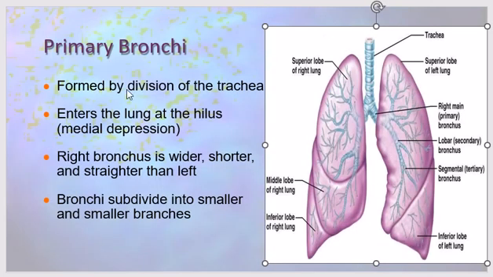Primary bronchi, formed by dividing the trachea, enter the lungs at the hilus. This part is known as the hilus. Now the right bronchus is wider, stronger and straighter than the left. Why? Because the heart is located on the left side of the lungs. Bronchi subdivide into smaller and smaller bronchi.